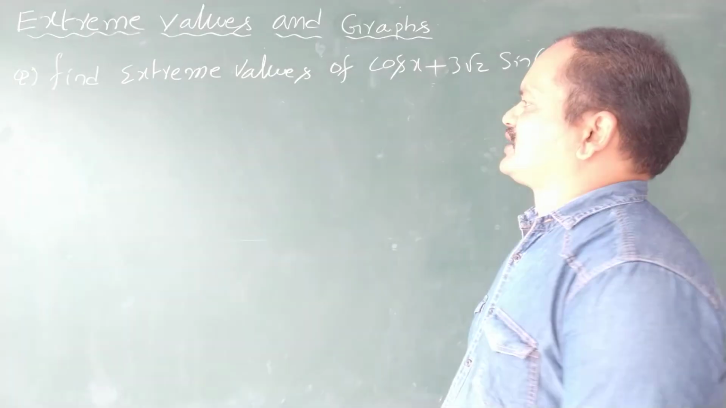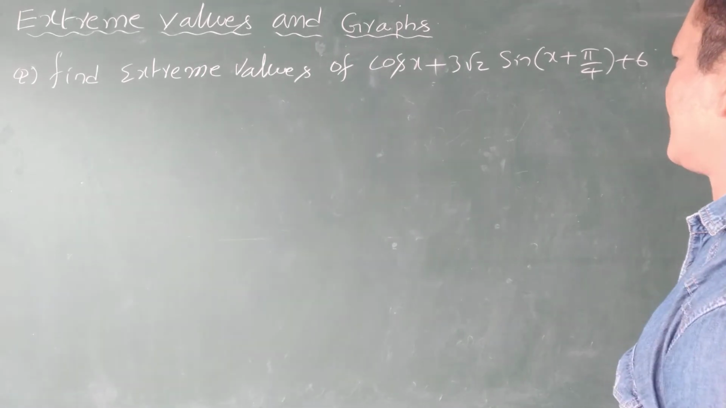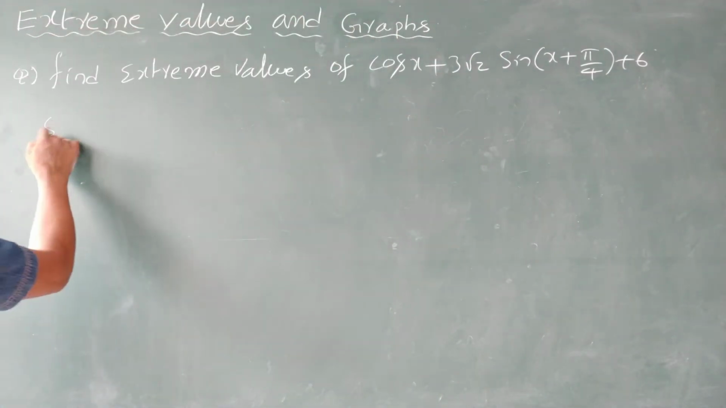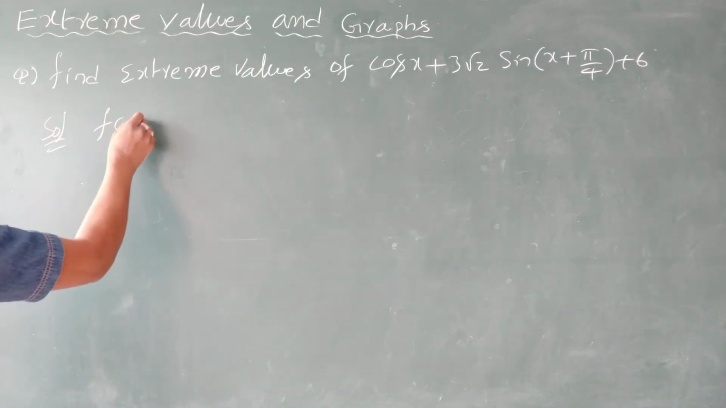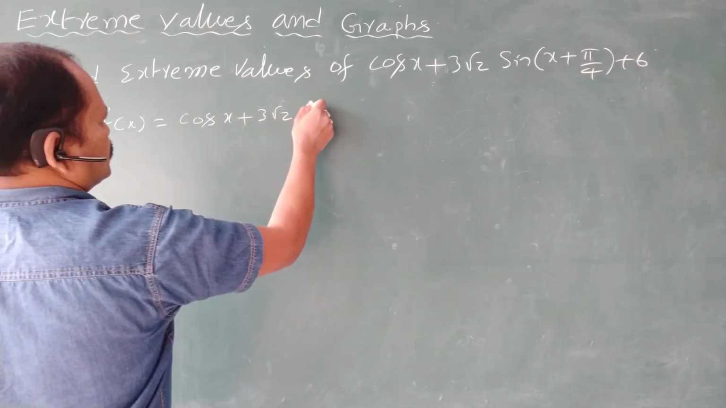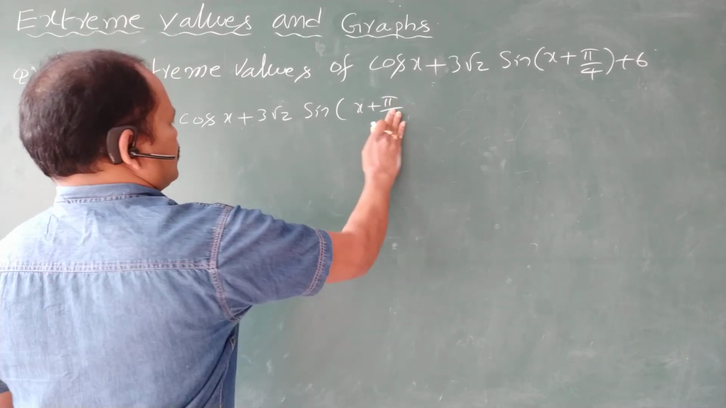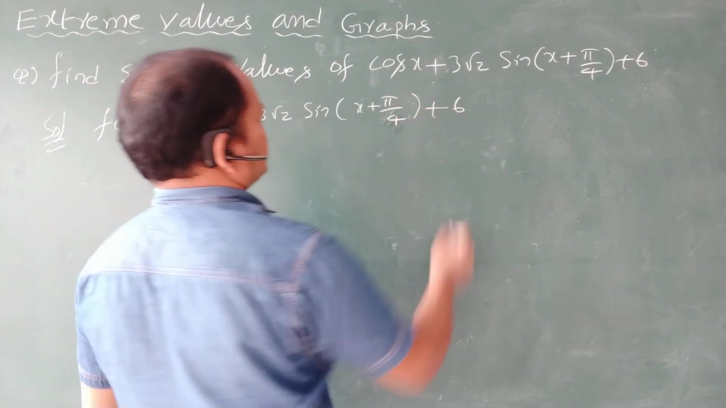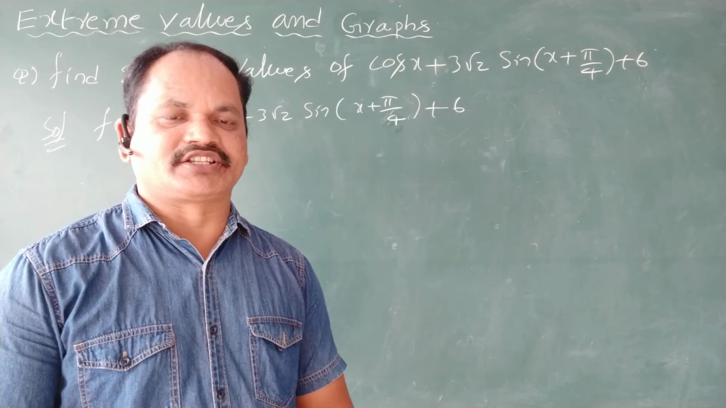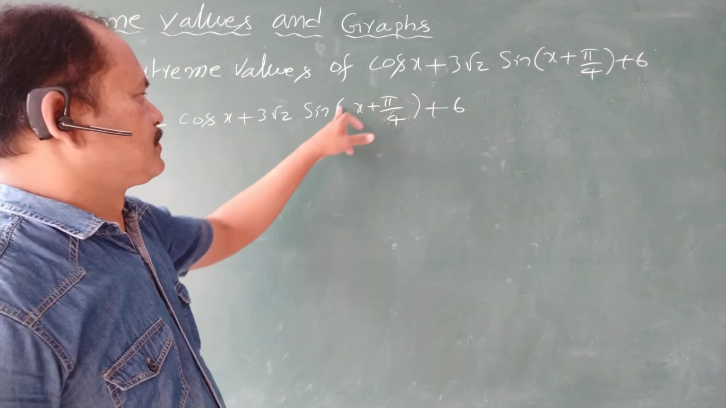Now the question is: find the extreme values of cos x plus 3 root 2 sin of (x plus 5π/4) plus 6. So we have to identify the extreme values for this one. Let us consider f of x is equal to cos x plus 3 root 2 sin of (x plus 5π/4) plus 6. Actually observe, this is not in the form of a cos x plus b sin x plus c, since here it is x, but here it is x plus 5π/4.